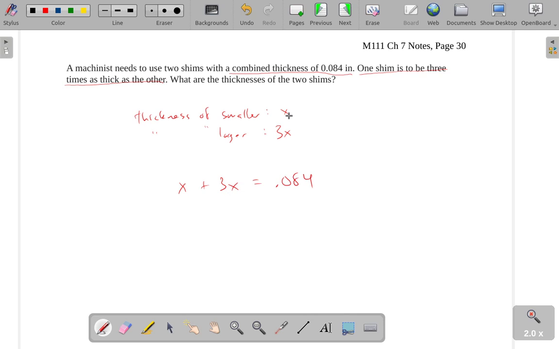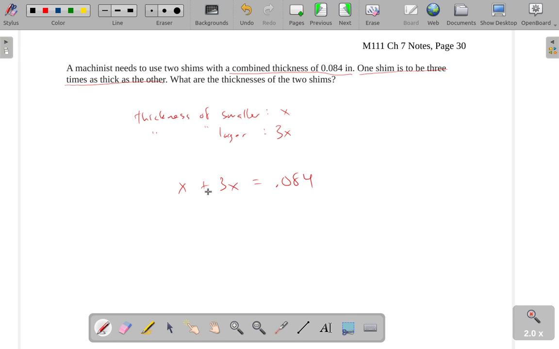So like I said, I want to only use one variable here, and in order to use one variable, I had to assign it somewhere. In this case, I assigned it to the thickness of the smaller shim, and then I can use that variable and just multiply by 3 to refer to the thickness of the larger one. Then I'm able to plug the stuff into my equation here and actually set up the equation.